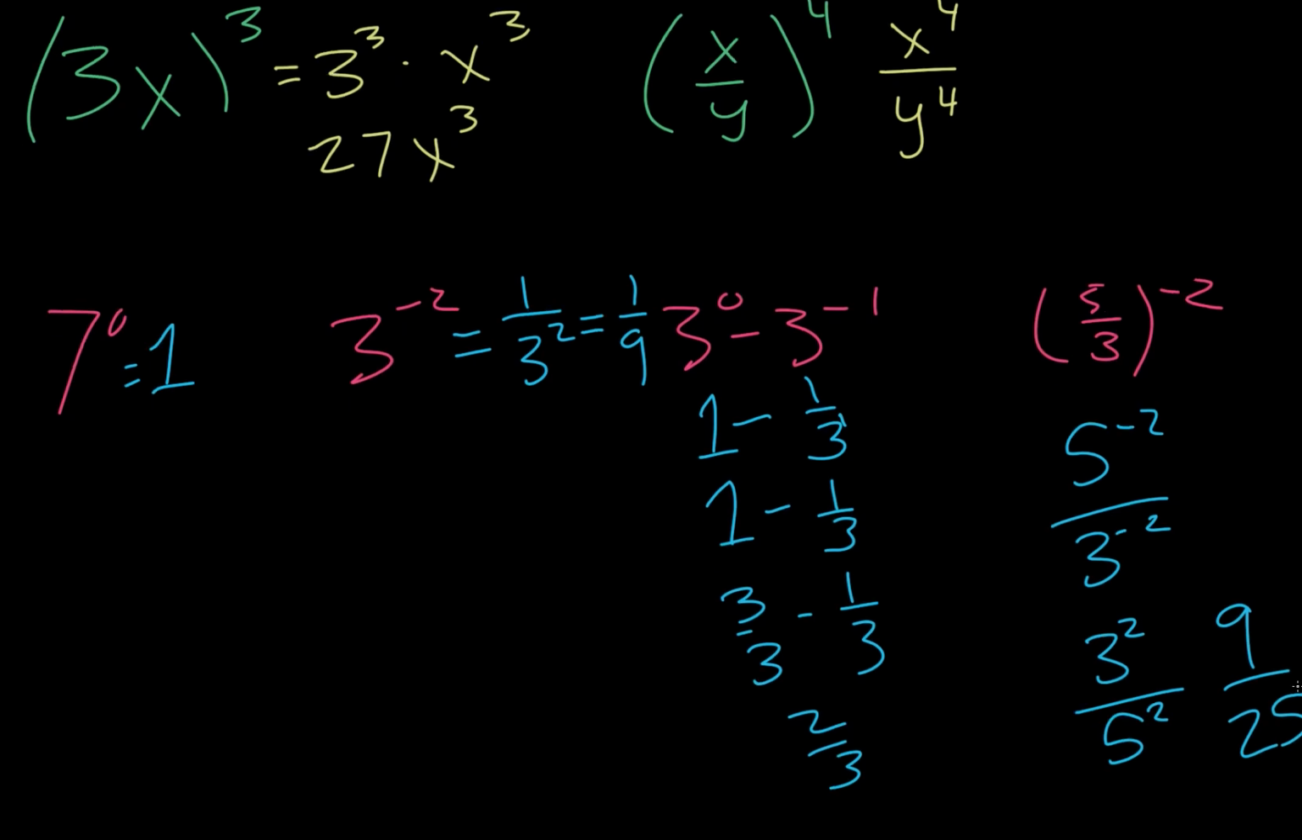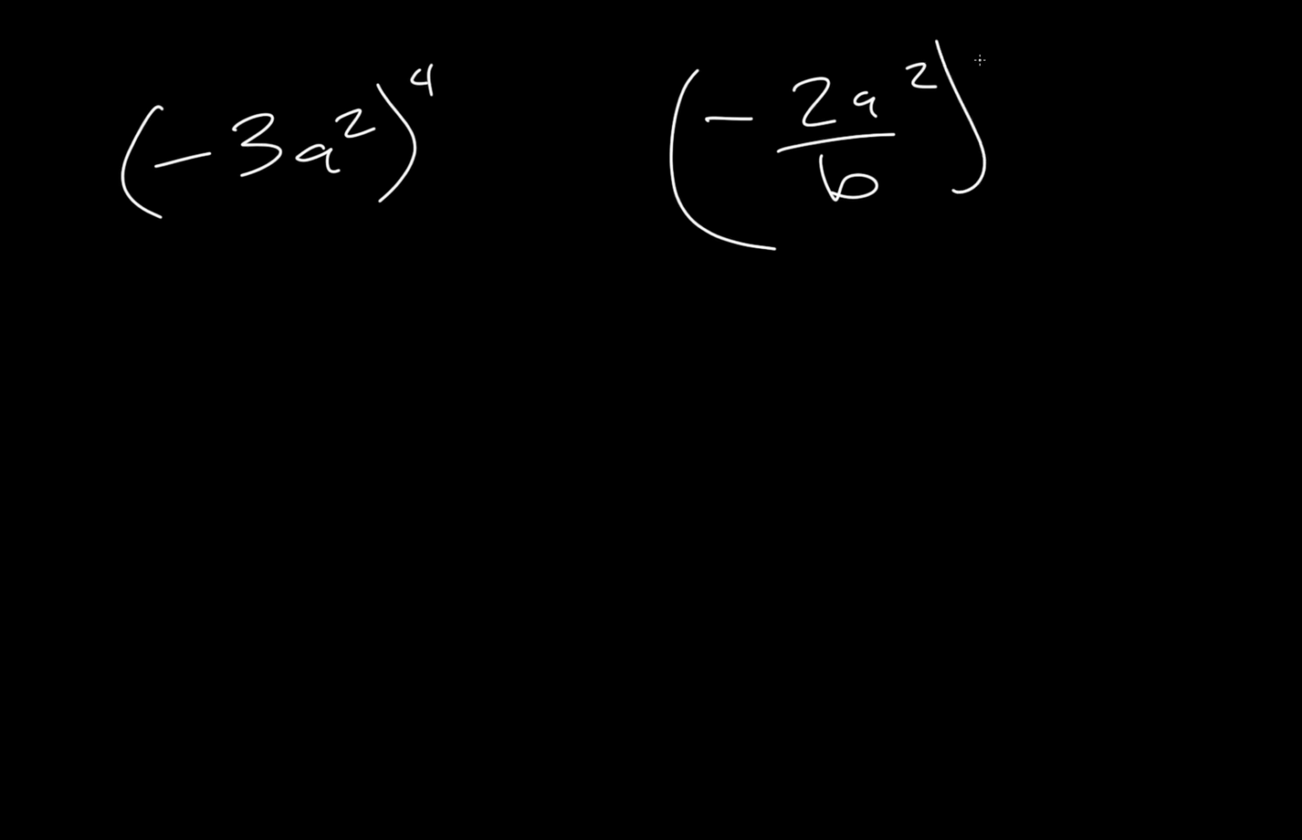Now we're moving on still to example 16. And it says write in simplest form without brackets. -3a squared raised to the 4th and -2a squared over b quantity raised to the 3. Okay, so we just need to simplify this.